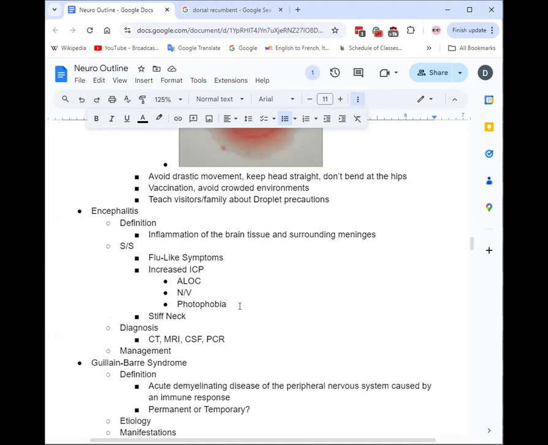Photophobia, essentially photosensitivity, same thing. It just means you are really sensitive to light.